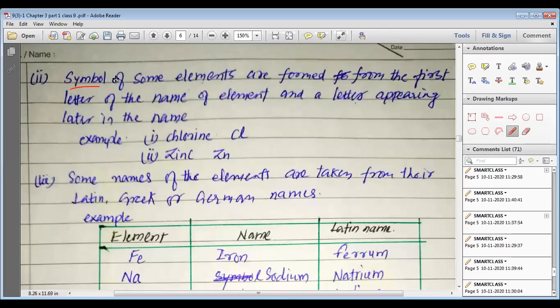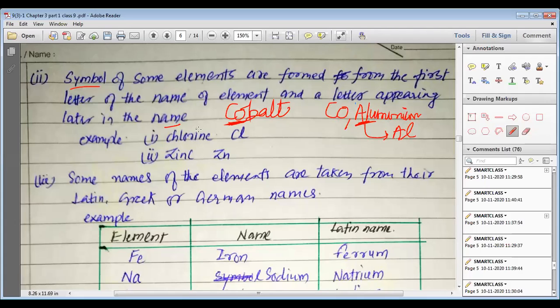Second point. Symbols of some elements are formed from the first letter of the name of the element and a letter appearing later in the name. Later means afterwards. For example, for cobalt, we have taken both the first letters and given the symbol Co. If we think even about aluminium, we have taken both the letters, first and second, as the symbol.